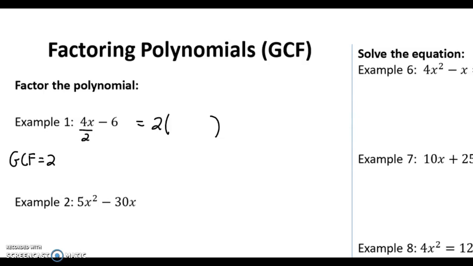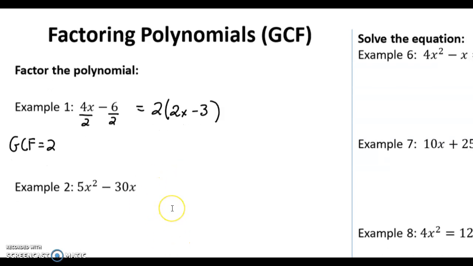So if you divide by 2, 4x divided by 2 is 2x. And then over here you have a minus 6, and negative 6 divided by 2 is negative 3. And that's our answer in factored form. To check yourself, if you distribute the 2 back in, 2 times 2x is 4x, and 2 times negative 3 is negative 6. And that was our problem, 4x minus 6. So I feel confident we did it correctly.